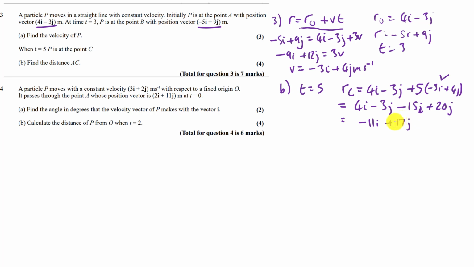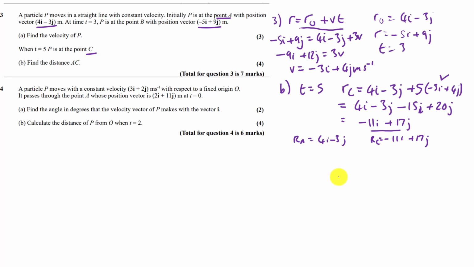Now you could make a mistake on this final part, find the distance from A to C, but its start point is A, its finish point is C. So we've got this. The start point A is 4i minus 3j. And just so you know, RC is minus 11i plus 17j. And for the distance, we do need to use Pythagoras theorem, but let me see.